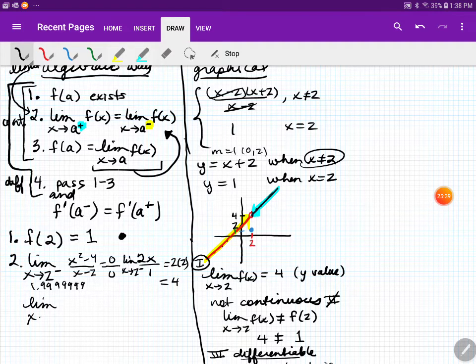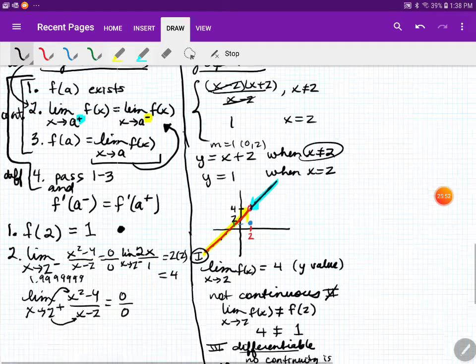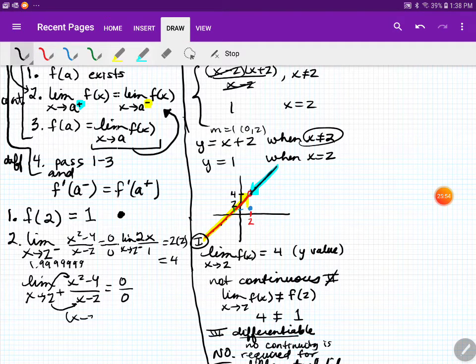Limit as x approaches 2 from the positive side, x squared minus 4 over x minus 2. You could also use L'Hopital's rule, but let's say you got 0 over 0 when you substituted into both of these. Let's say you factored instead. Both ways would work. Okay, cancel, cancel.